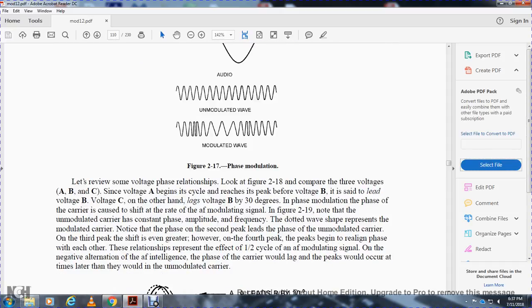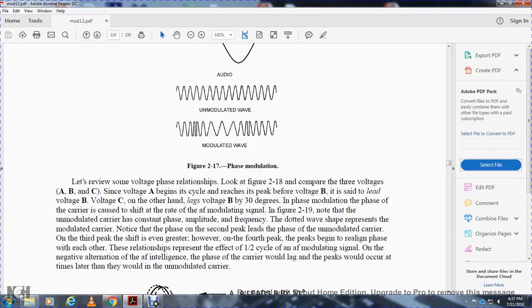Alright, let's review some of the voltage phase relations in Figure 218. Compare the three voltages A, B, and C. Voltage A leads voltage B. Voltage C, on the other hand, lags voltage B by 30 degrees. In phase modulation, the phase of the carrier is shifted at the rate of the modulation signal, Figure 219. Note that the unmodulated signal has constant phase, amplitude and frequency. The dotted wave shape is the result of the modulated carrier.